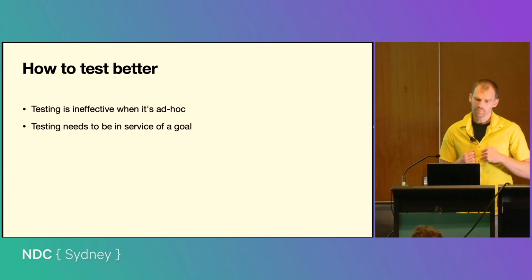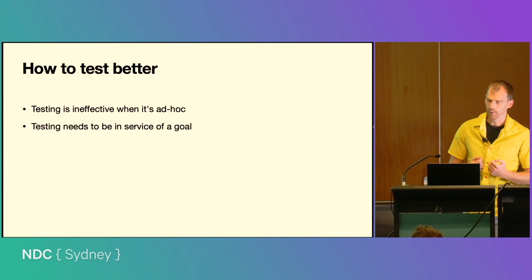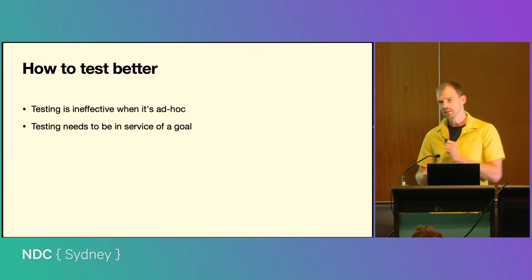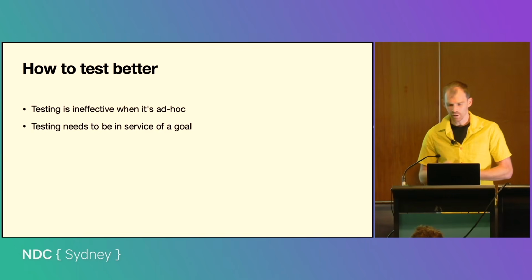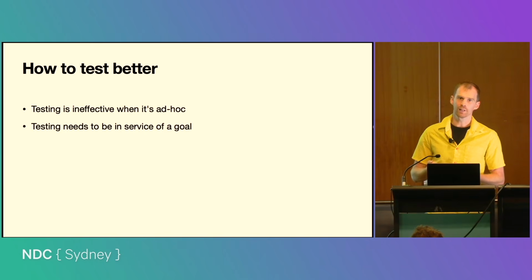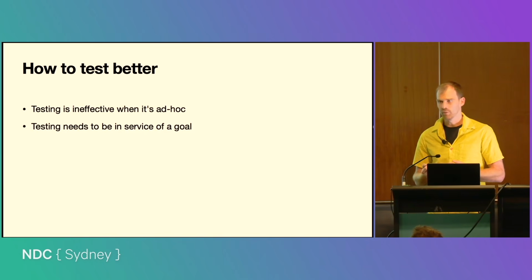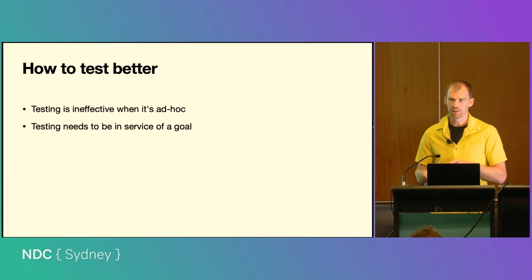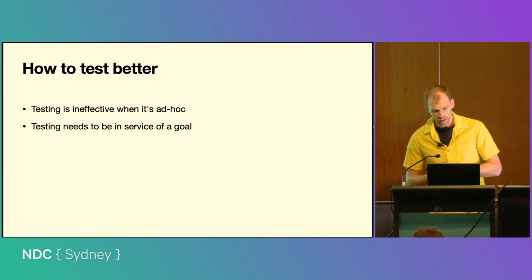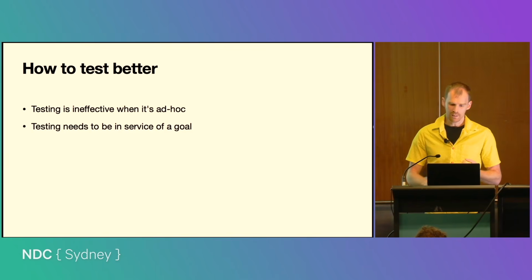So testing is ineffective if it's ad hoc. If you just go and write some unit tests as you're developing your software, you're not effectively going to be proving that your software doesn't work. You're going to be influenced by whatever biases are present at the point that you're building it. So in order to be effective, testing needs to be in service of a goal.